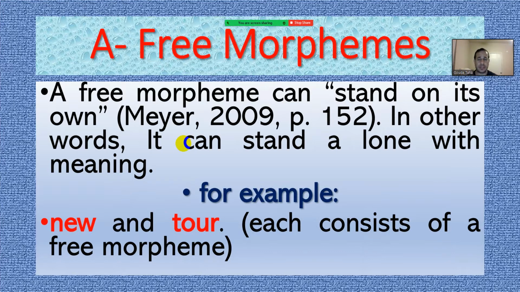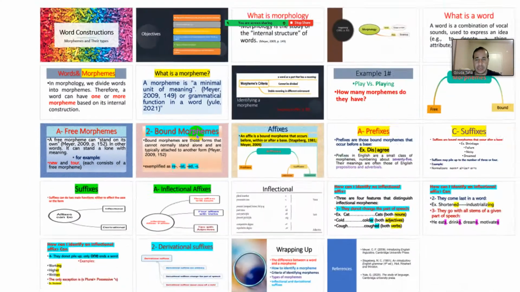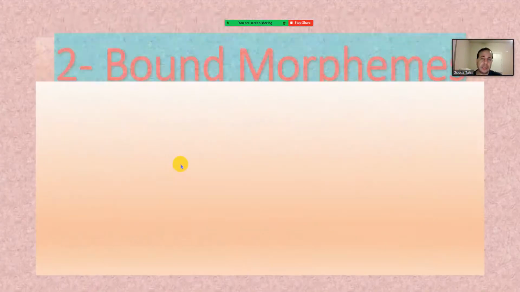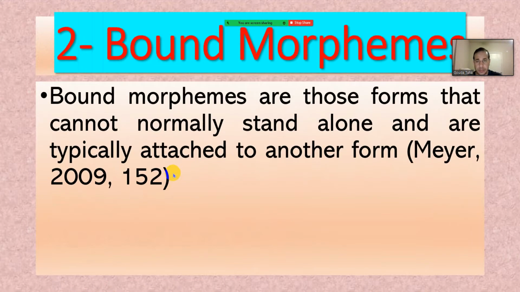For example, if we look at the adjective new or tower, each of them consists of one free morpheme because they can stand alone and each has its own meaning. While the bound morpheme has a meaning, that's why it's similar to the free morpheme, but it's different from the free morpheme in that it cannot stand alone. It must be added to, or attached to, or connected to another morpheme to form a word.